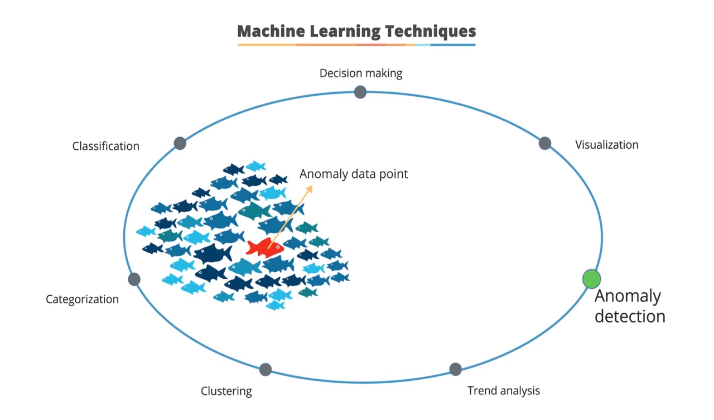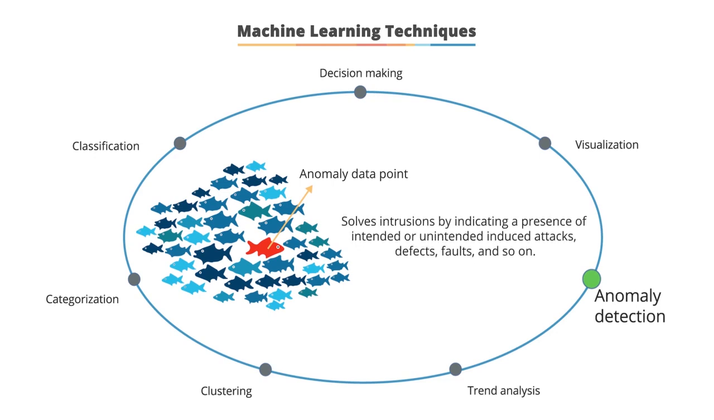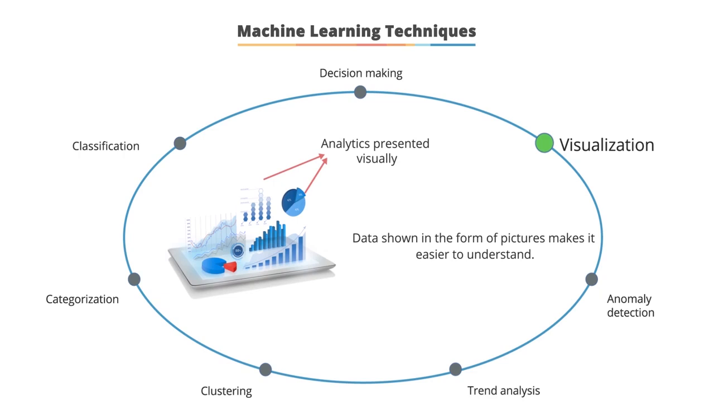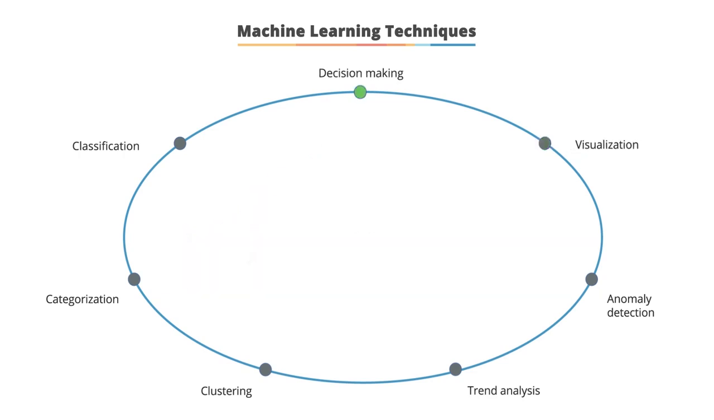Anomaly detection can be a key for solving intrusions by indicating a presence of intended or unintended induced attacks, defects, faults, and so on. Visualization is a technique to present data in a pictorial or graphical format. It enables decision makers to see analytics presented visually. When data is shown in the form of pictures, it becomes easy for users to understand it.